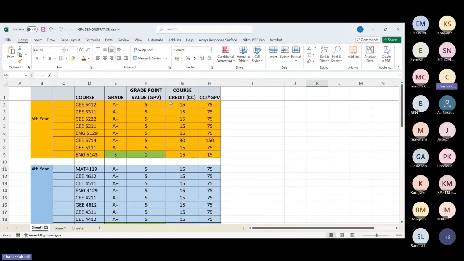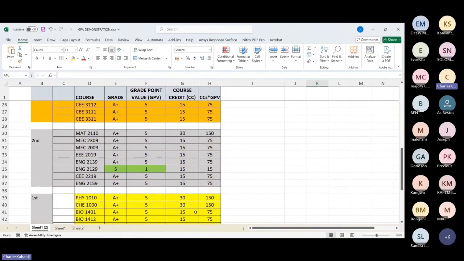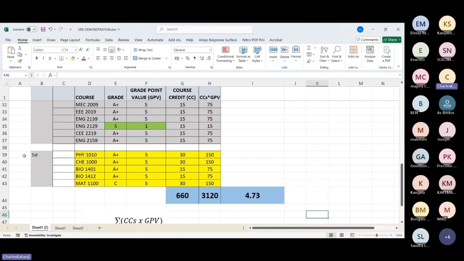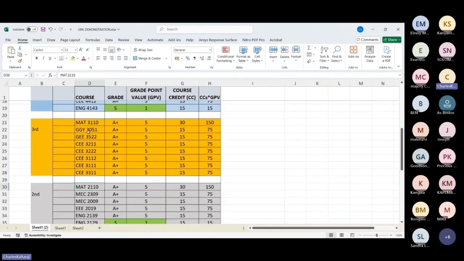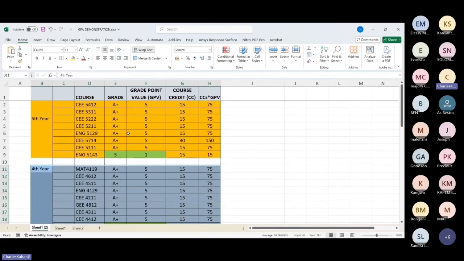So this is how you compute your GPA. What you are basically doing, if this is your table here, is taking first year results, second year results, third year results there, fourth year results there, and fifth year.